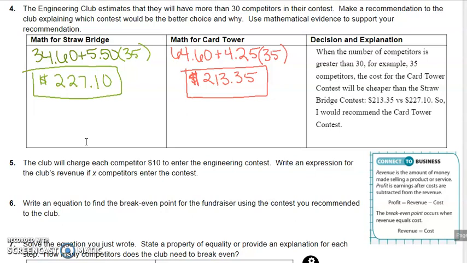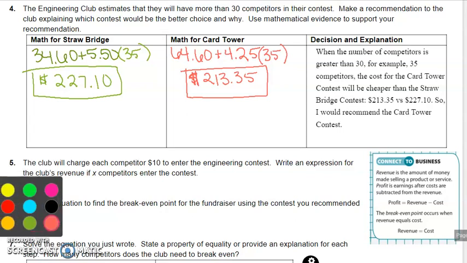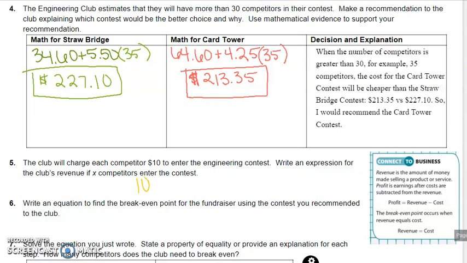This asks us to write an expression for the club's revenue if X competitors enter the contest. So again, it's going to be $10 per competitor, and X represents the number of competitors, so this is just going to simply be 10X.